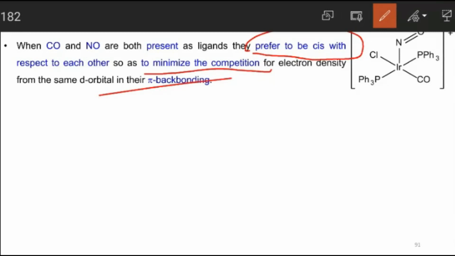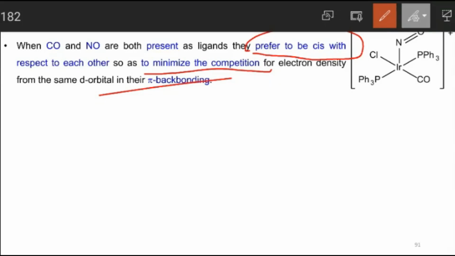If it is putting the trans, it means only one orbital, either the dxy or dx square minus y square orbital, will be there. Therefore, the two ligands are actively pulling off the electron density from the same orbital, which makes the compound destabilized or unstable. Therefore, it is better to have these two good pi accepting ligands in the cis position. Therefore, it is very easy for the mutual sharing of electron, and that is what exactly happens.